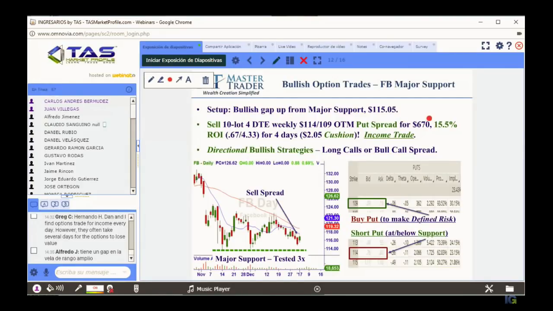we put $670 in our pocket. 4 days later, Facebook is trading above 114, so both of these options will expire worthless. So 67 cents a share divided by our maximum risk of $4.33 a share is a 15.5% return on investment, with the stock being $2.05 away.